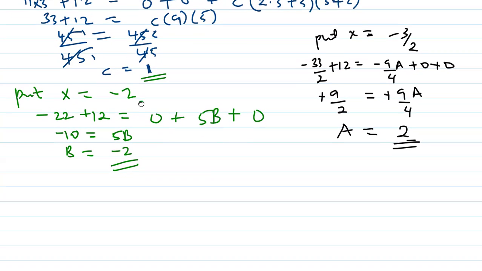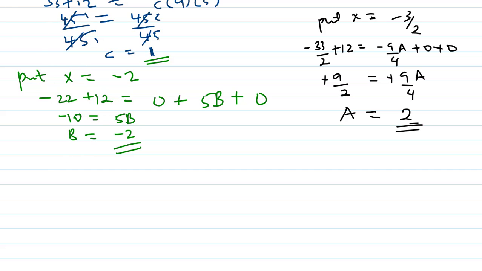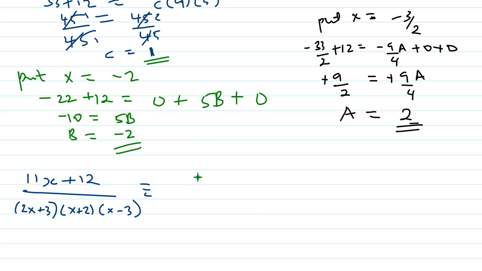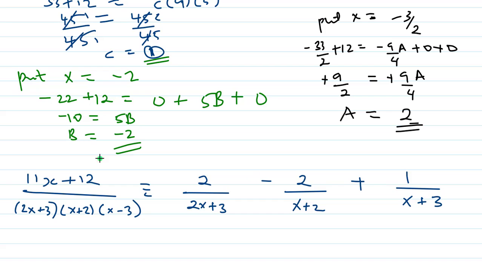So let's write the final answer now. Finally I can say 11x plus 12 divided by 2x plus 3 into x plus 2 into x minus 3 is actually the same as A, which is 2, divided by 2x plus 3, plus B. B is actually negative 2, so we just say negative 2 over x plus 2, then plus C, which is 1, so that's 1 over x minus 3. Okay, so this is how we can express this as a partial fraction.